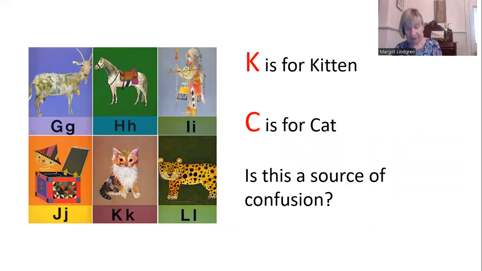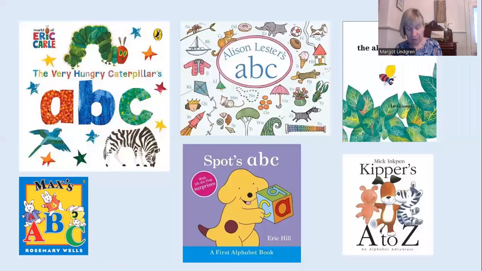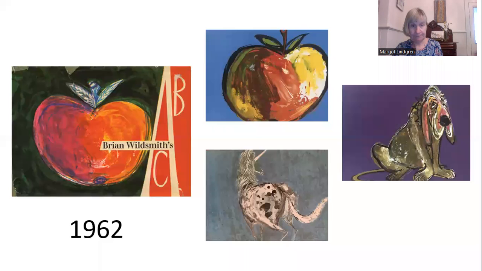Even a master illustrator such as Brian Wildsmith could confuse a young child. We mentioned alphabet books are often published to showcase an illustrator, and you can see some famous examples here with characters such as Spot, the Very Hungry Caterpillar, Kipper, and Max, and illustrators such as Alison Lester and Leo Lionni. Spin-offs and merchandising are often popular with publishers.